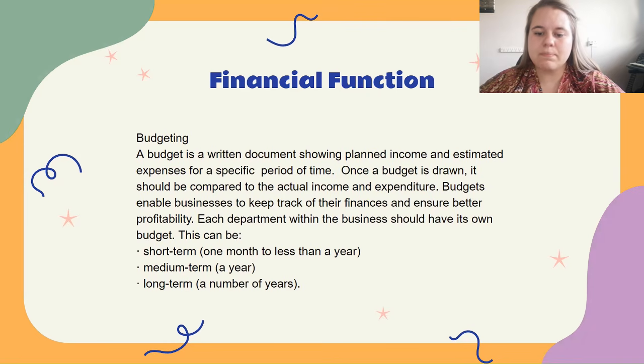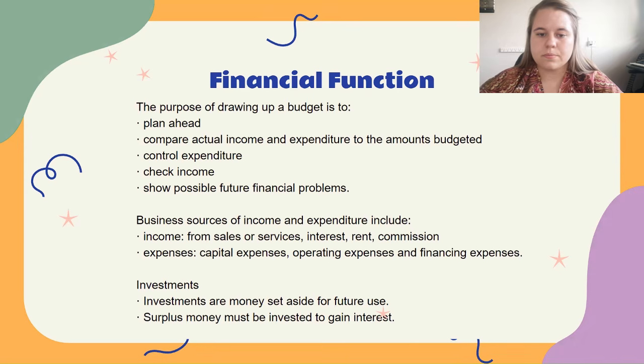So there can be short-term budgeting, that's one month to less than a year. There's medium-term, which is about a year. And there's long-term, so for a number of years. The purpose of drawing up a plan: why are we going to draw up a plan? We need to plan ahead, compare the actual income and expenditure to the amounts budgeted, control expenditure, check the income, and show possible future financial problems.